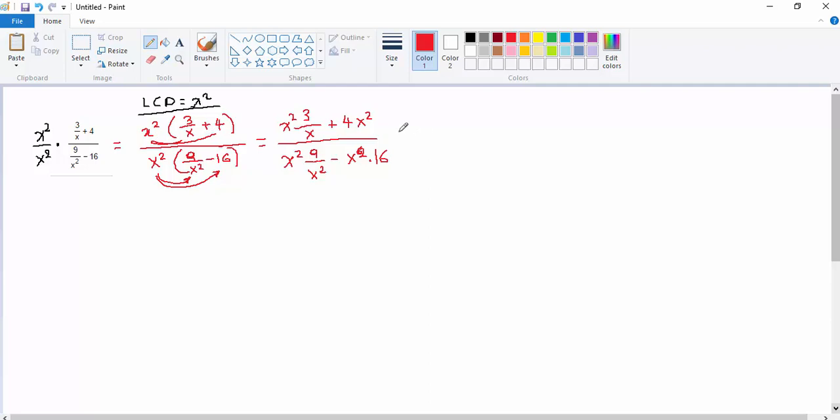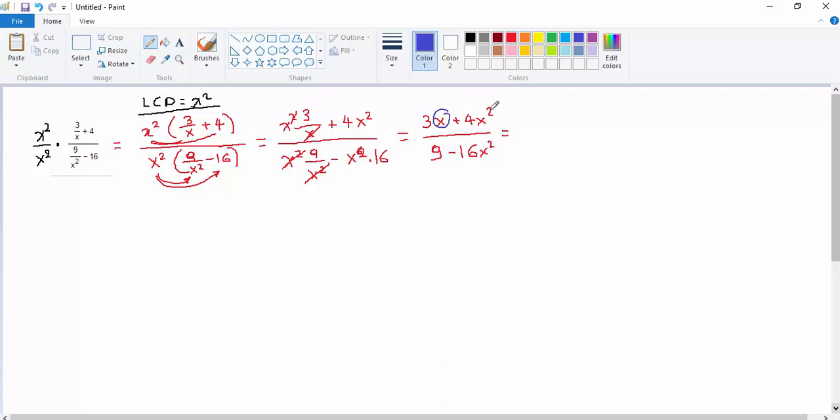Okay, perfect. So now I can simplify the x squared with the x squared. And what do I have? I have 3x plus 4x squared divided by 9 minus 16x squared. Can I simplify this further?